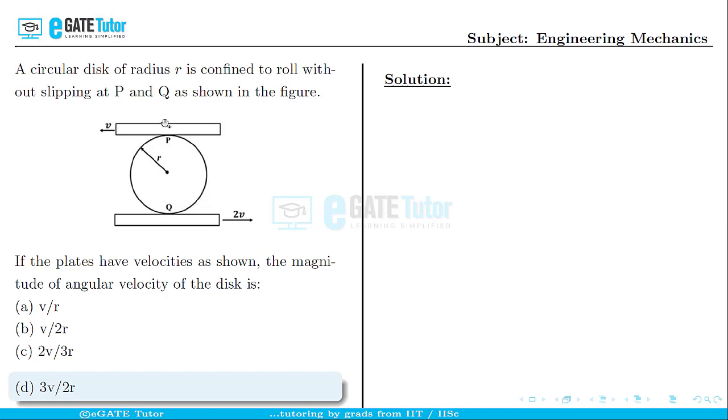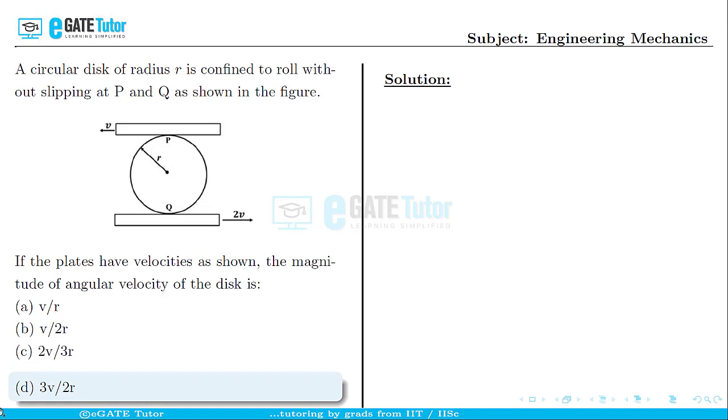So two plates with velocities are shown in the question and we are asked to find out the magnitude of angular velocity of this disk under rotation. These are the four options given, and according to the official key, the correct answer to this question is option D. Let's move on to the detailed solution.